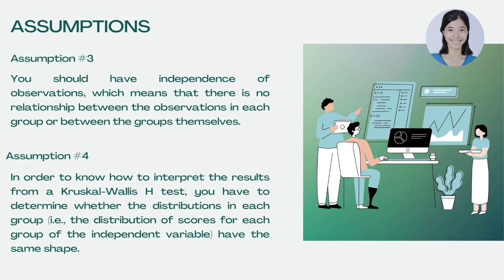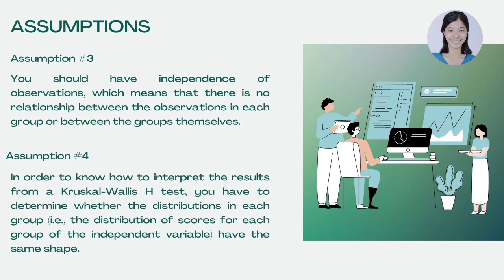Assumption number 4. In order to know how to interpret the results from a Kruskal-Wallis test, you have to determine whether the distributions in each group, for example, the distribution of scores for each group of the independent variable, have the same shape, which also means that they have the same variability. So it should be in a similar shape because it shows that it has the same variability. And you can examine the data shape using a histogram.